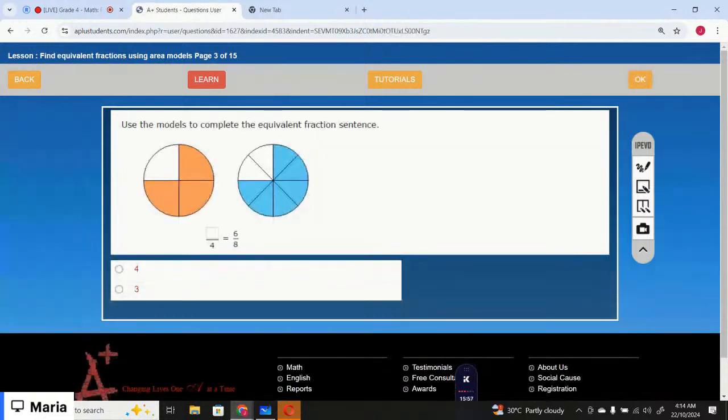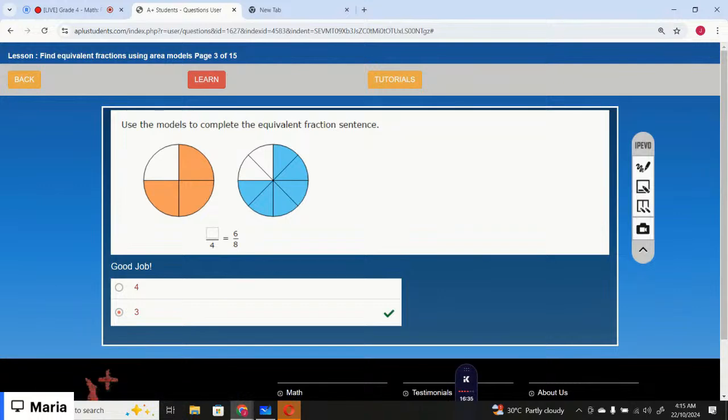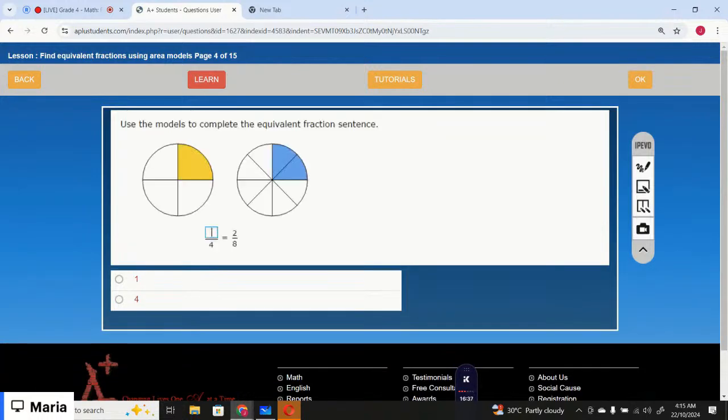Okay, use the models to complete the equivalent fraction sentences. So, which is the correct option? That is 3 out of 4. You can see 3 of the portions are colored, so that is 3 out of 4. Basically, they are the equivalent fractions 3 by 4 and 6 by 8, right?